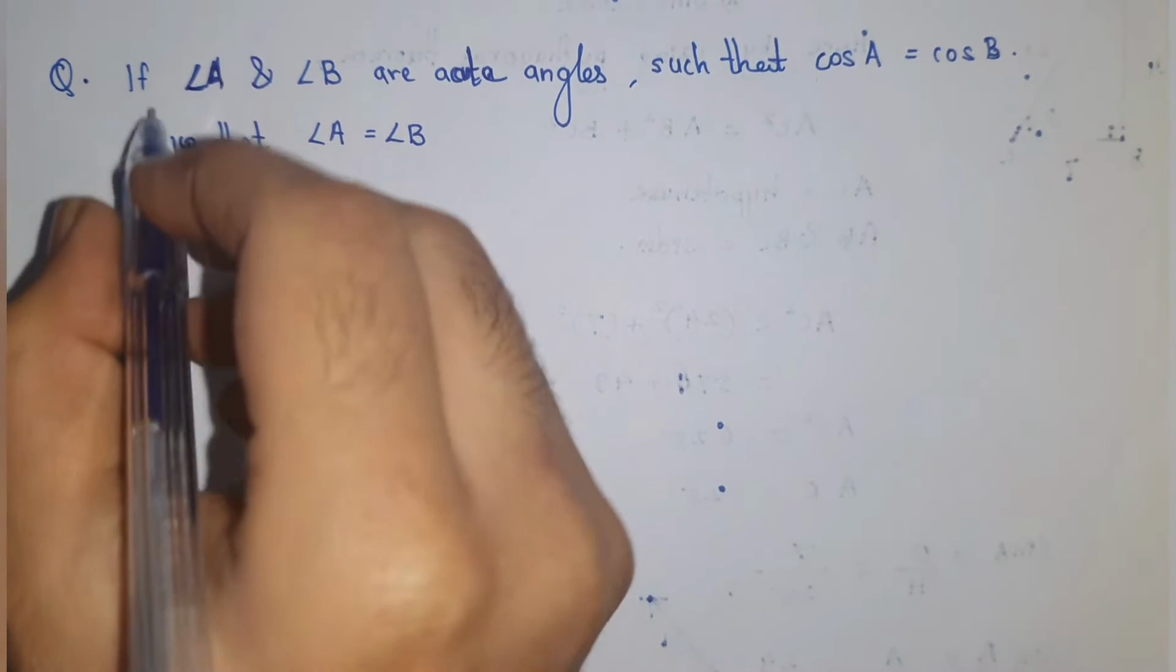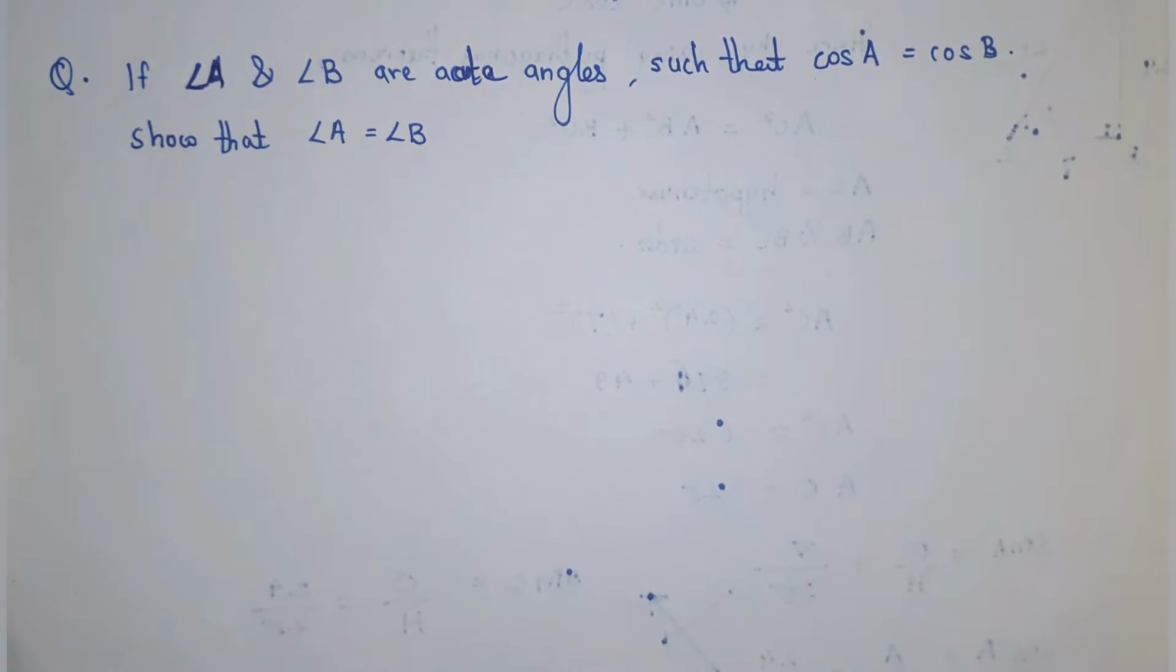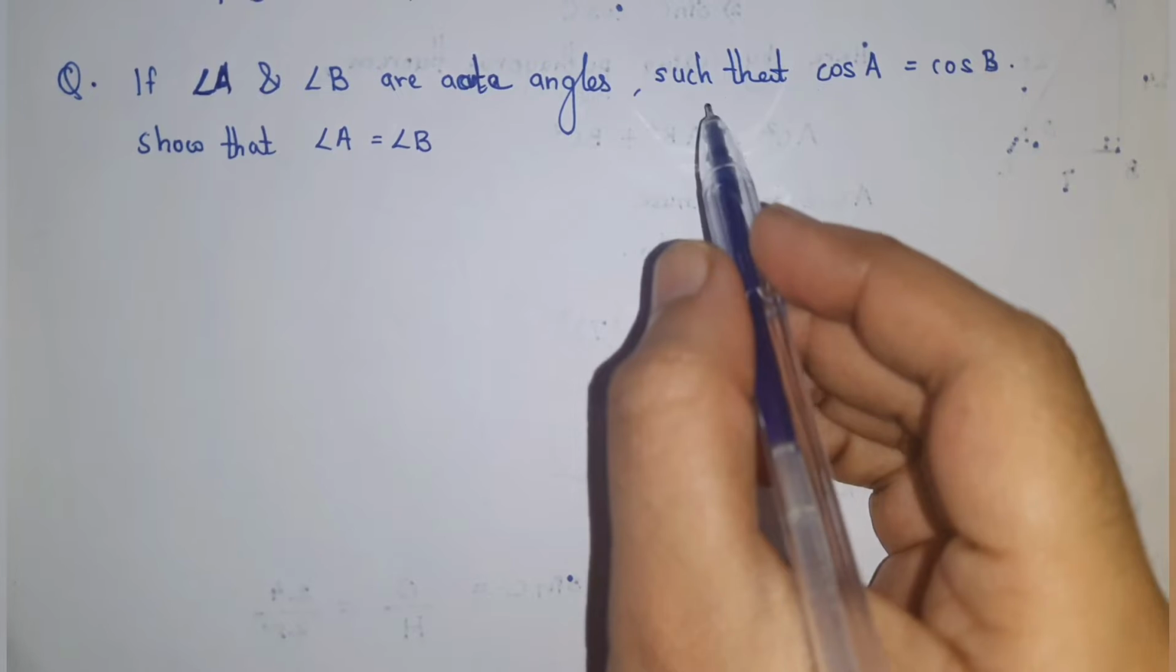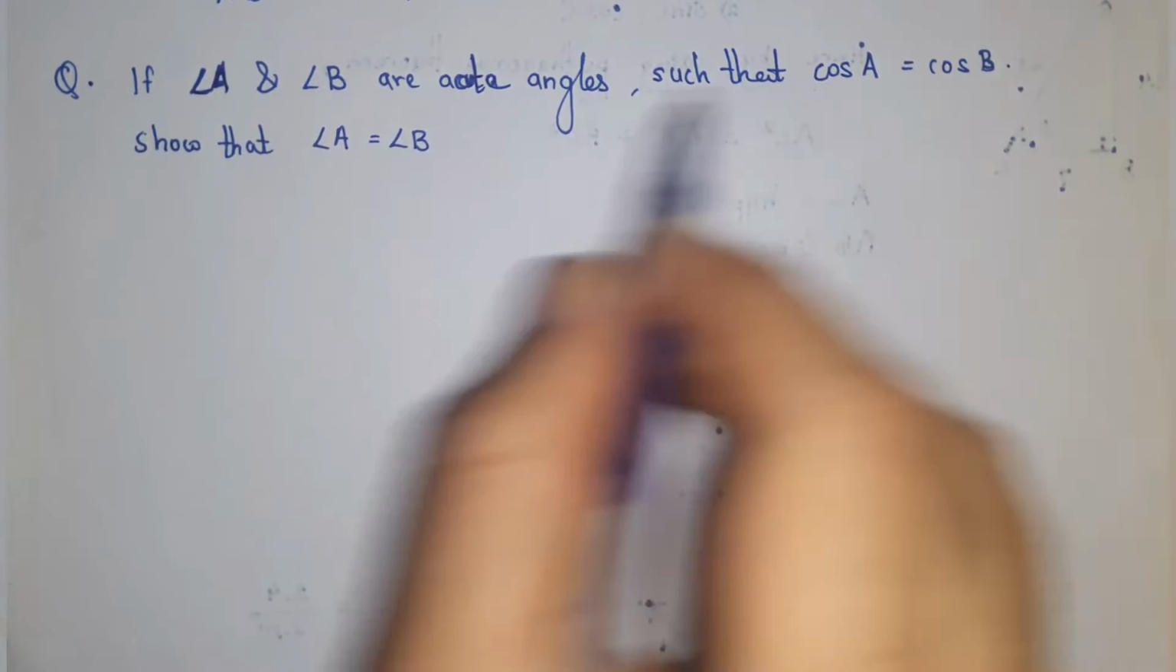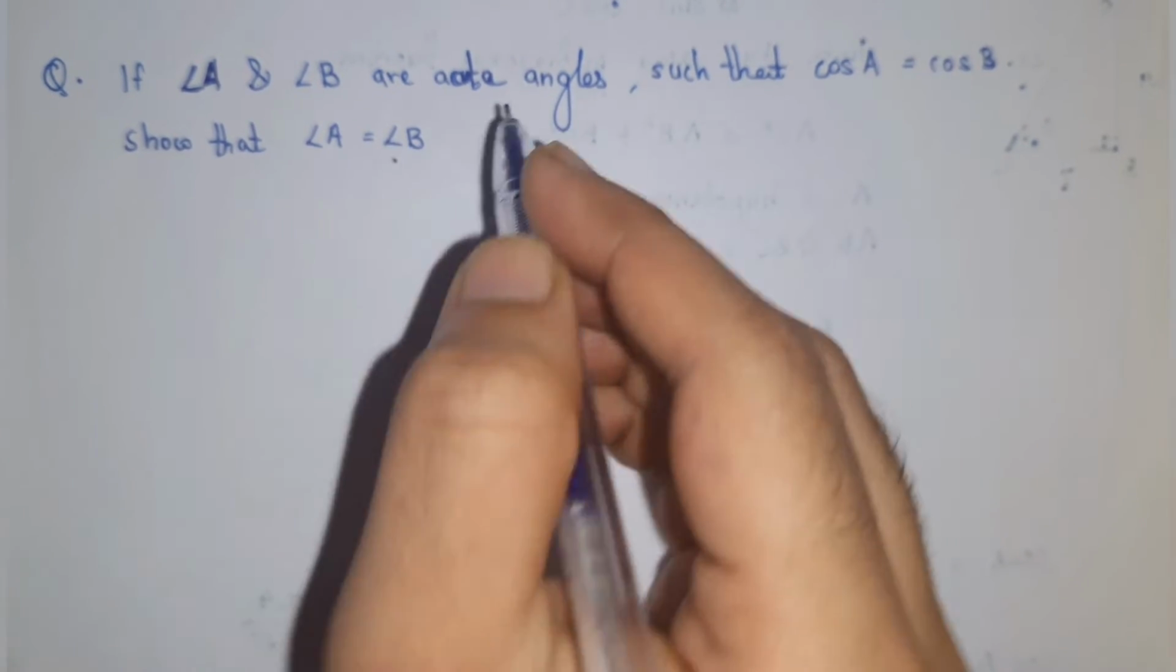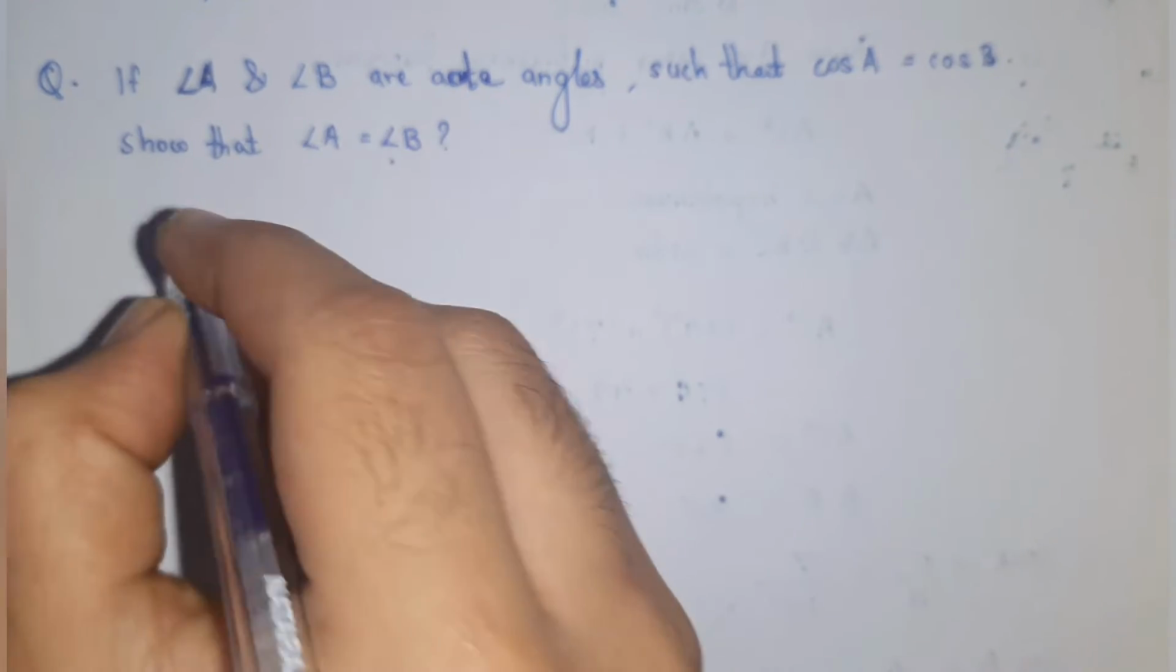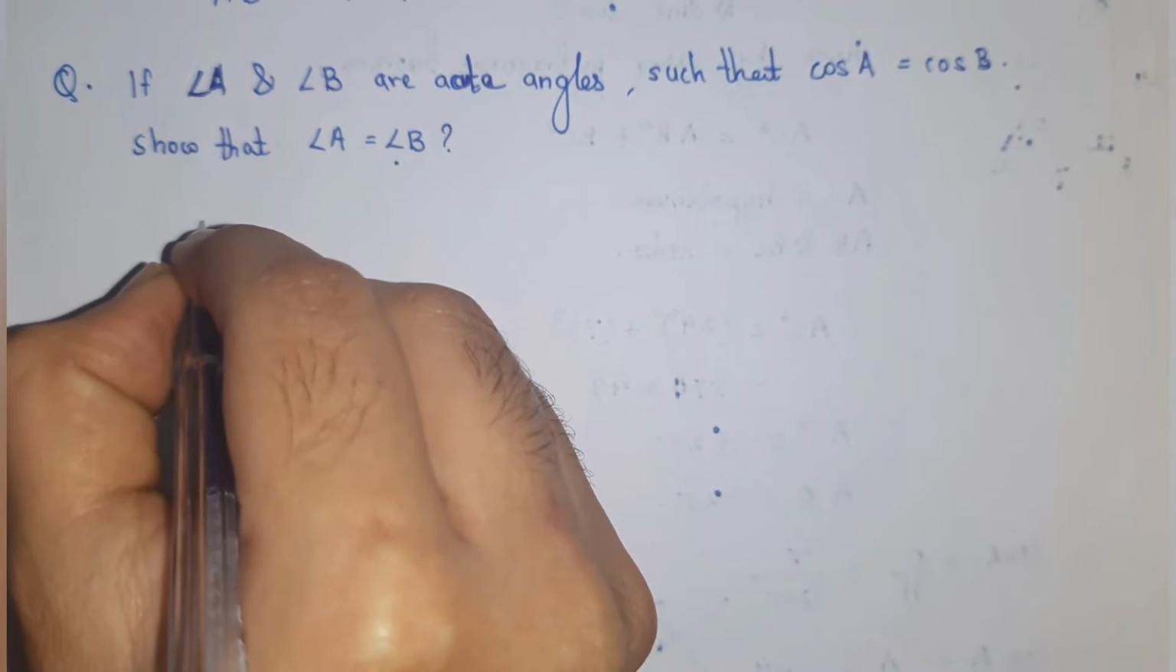Now we have a question. If angle A and angle B are acute angles such that cos A is equal to cos B, show that angle A is equal to angle B. Now we'll construct a triangle first.